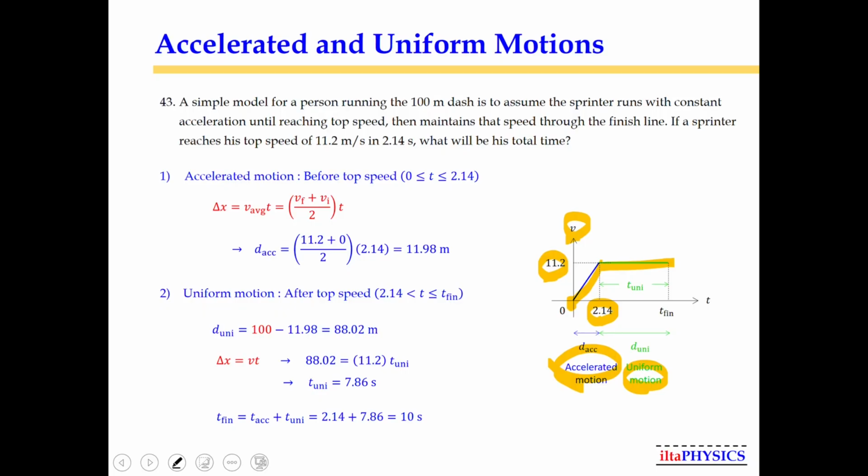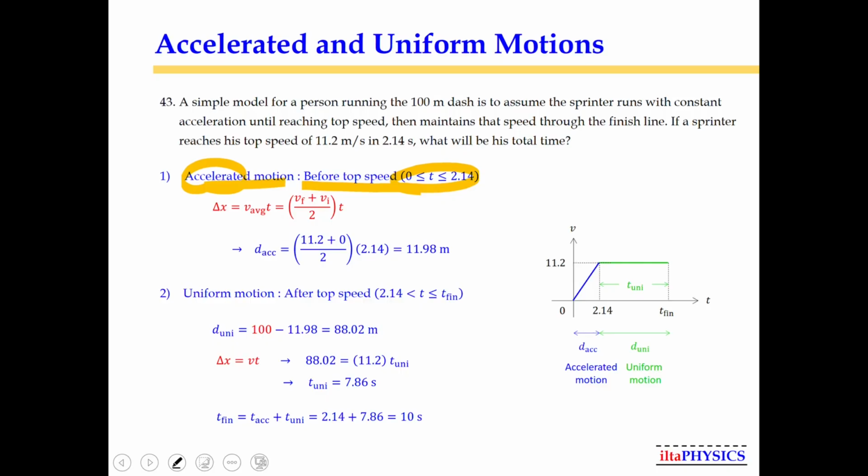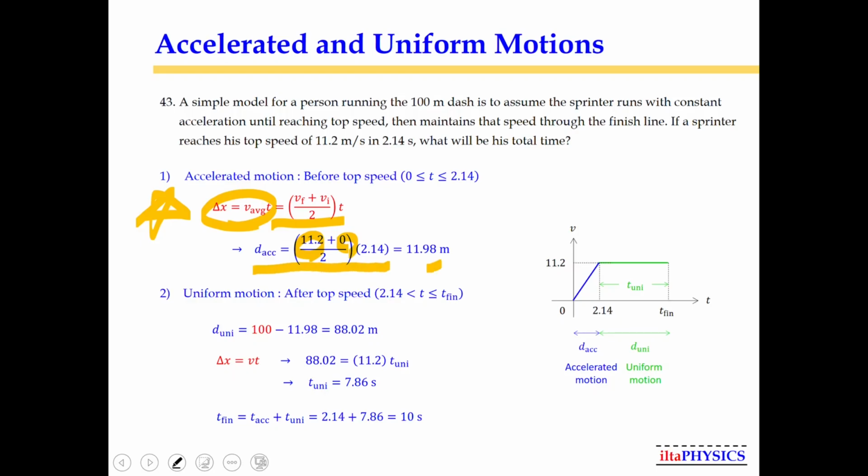First, let's calculate the distance run during the 2.14 seconds of acceleration. Even though it's accelerated motion, since we know the initial and final velocities, we can easily calculate it using the concept of average velocity. The initial velocity is 0 and the final velocity is 11.2 meters per second. So using the formula average velocity times time, the sprinter covers 11.98 meters.